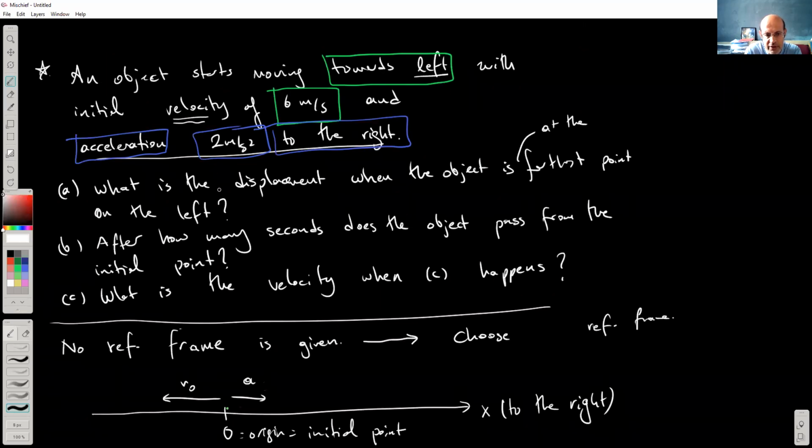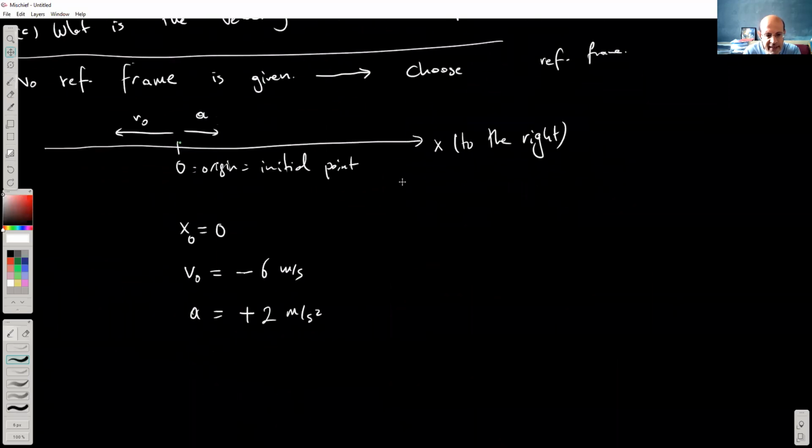And the first question asked is the displacement of the object when it is at the farthest point on the left, right? And then in parts B and C, the second part is about the time when the object passes from the same point. I'm asking for the time when this happens and the velocity when this happens. So I think there are too many lessons in that problem. But in any case, let's start with part A.